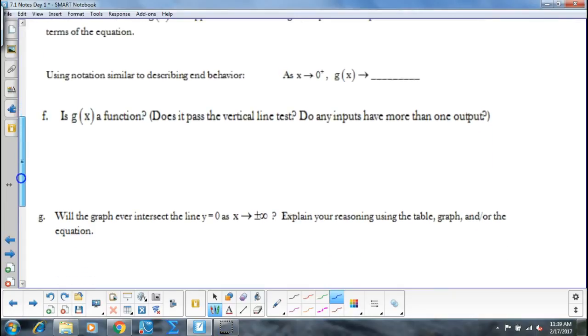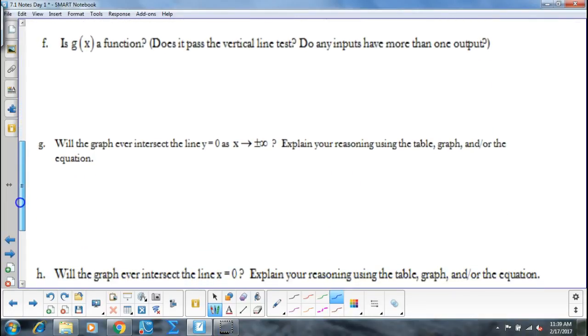Let's jump down to this G. Will the graph ever intersect the line y equals 0? Okay? Will my function ever have a value that is 0? Is my question. Okay? Now, let's do a little fractional logic here.